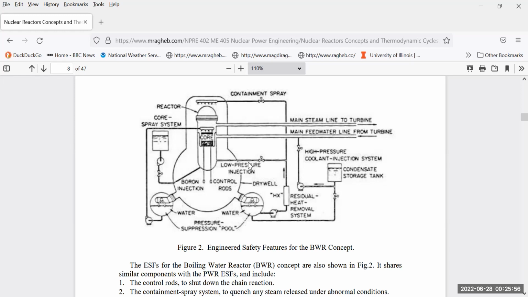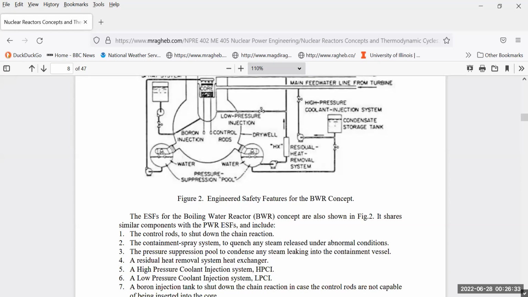You have a low pressure injection system, a high pressure injection system, and a residual heat removal system. And instead of the refueling water storage tank and the accumulator tanks, we have a condensate storage tank as an extra supply of water, and water in that pressure suppression pool. The idea here is that if steam is released in that containment structure, it is bubbled into water to condense it. In addition, you have the containment spray itself, and that also goes back through a sump to the water suppression pool.